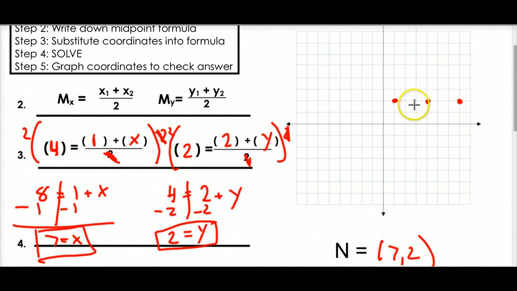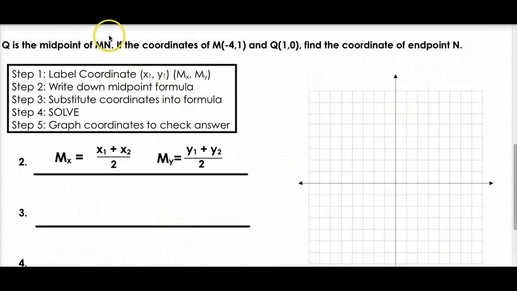All right, so let's see. We put our line here, and let's label our points. This is M, this is Q, and this is N. And does it look like N is the endpoint that makes Q the midpoint? Yeah, this looks actually right. So it looks like 7, 2 would be the other endpoint to make Q the midpoint. And we did it. So let's check it. Let's try it one more time.